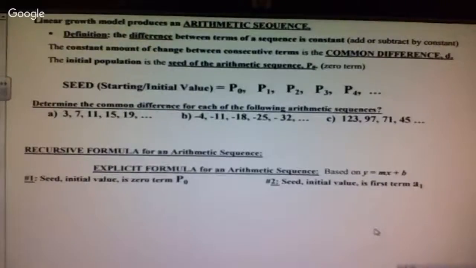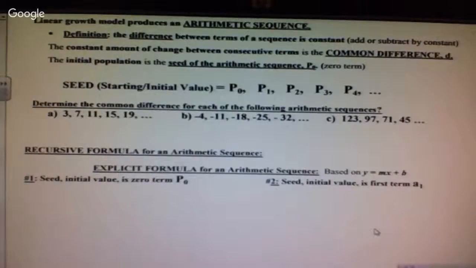All right. So, linear growth, we said creates a line. Linear growth is an arithmetic sequence, which means the pattern is I'm adding or subtracting the same number over and over again. If I'm adding, the slope is positive and my line goes up. If it's negative, the slope goes down.